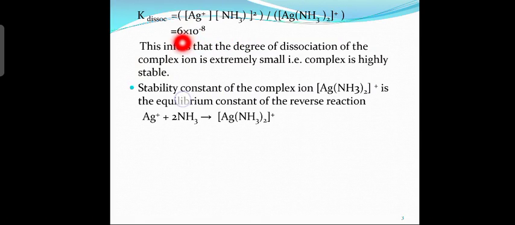Now, this constant is equal to 6 into 10 to the power minus 8, that means it is a very low value. This shows that the degree of dissociation of the complex ion is extremely small, that is, the complex is highly stable. If the degree of dissociation is small, it is highly stable, that means it does not undergo dissociation. Now, the stability constant of the complex ion is the equilibrium constant of the reverse reaction, which is Ag+ plus 2 ammonia giving [Ag(NH3)2]+.